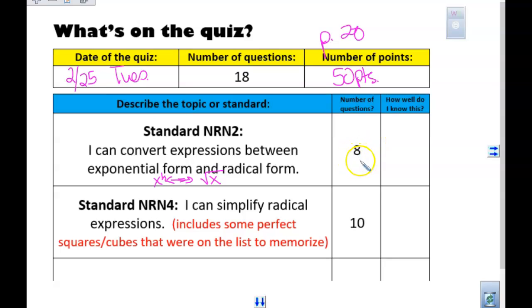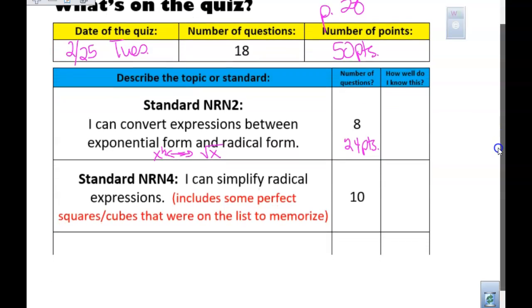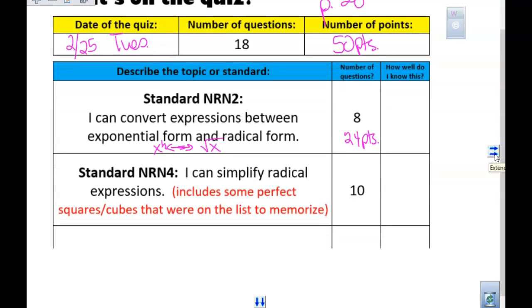There's 8 questions, 4 each, for a total of 24 points. So about half the test or quiz is going to be switching back and forth between exponential form and radical form. The second half of your quiz is simplifying the radicals. This is where knowing those perfect squares and cubes comes in, from that list that you were to memorize. So this is 26 points.